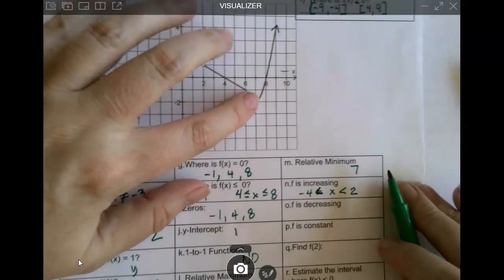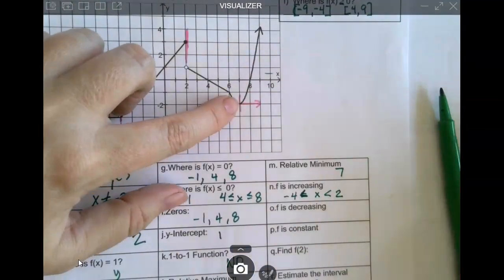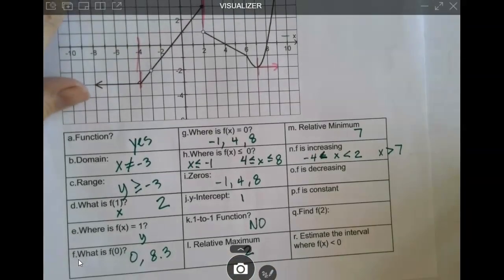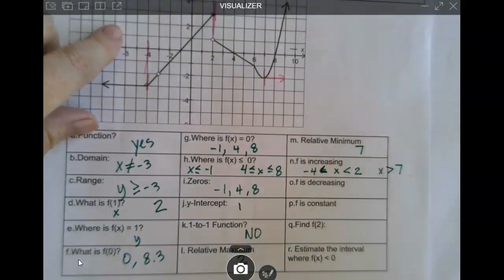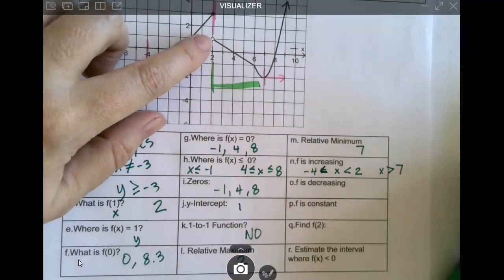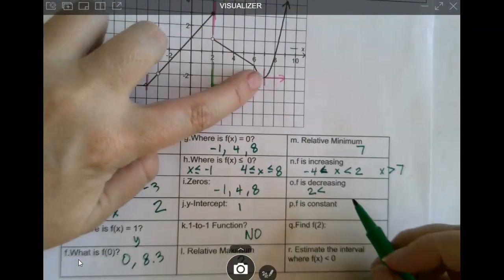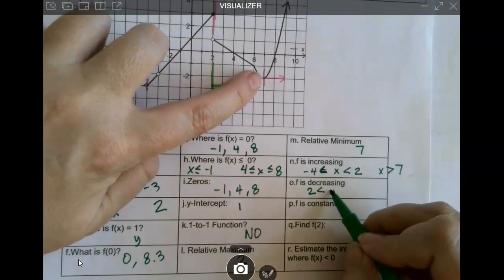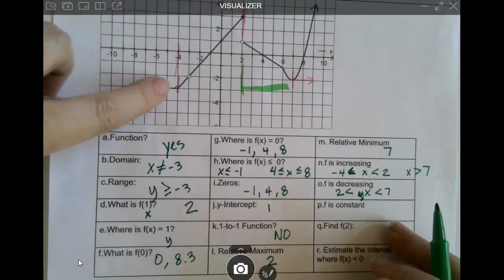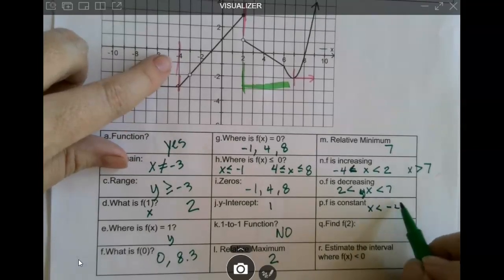Then we also have this piece over here that's increasing from here over that way. That is at x is greater than 7. Now our decreasing is in between there. So decreasing would be from here to here. So that's from 2, I'm not including the end, all the way to, oops, this is x less than 7. Where is it constant? Well, it's constant right here on this part, which is x is less than -4.